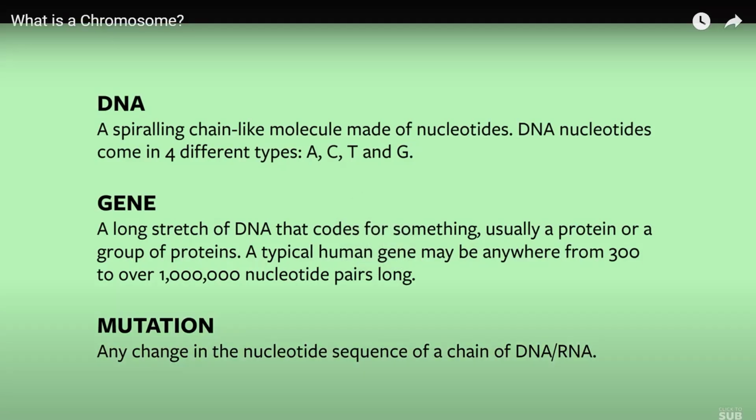Okay, so we know that DNA is a spiraling chain-like molecule made of nucleotides. DNA nucleotides come in 4 types, A, C, T, and G. We knew that. A gene is a stretch of DNA that codes for something, usually a protein. And a mutation is when something happens to the DNA that makes it change. Okay? And that change could be caused by many things.